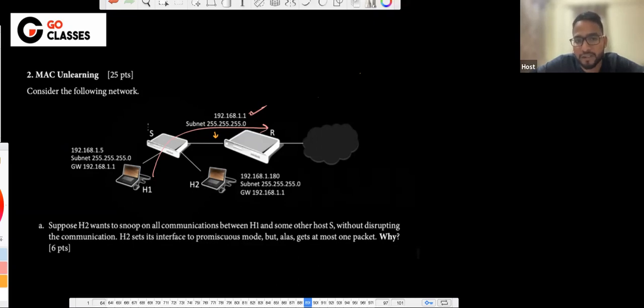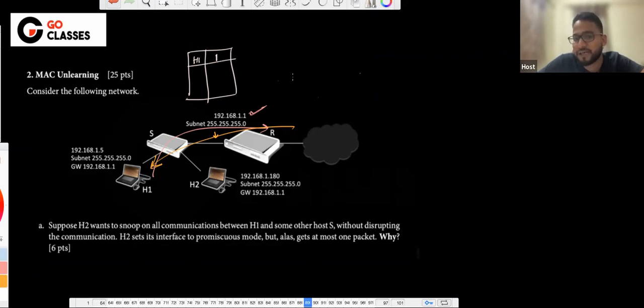This host doesn't want the switch to learn anything, which means whenever someone is sending a packet to H1, it wants to also get whatever H1 is getting. Then what can this host do? Maybe as an attack, this S must be having some finite memory, right? It must be having some finite memory where it will say that H1's MAC address is on port number 1, something like this, right? Now, what can H2 do?